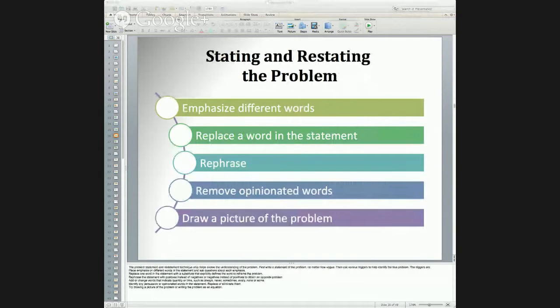Stating and restating the problem. The problem statement and restatement technique also helps evolve the understanding of the problem. First, write a statement of the problem, no matter how vague. Then use various triggers to help identify the true problem. The triggers are: number one, as you see right in front of you, place emphasis on different words in the statement and ask questions about each emphasis.